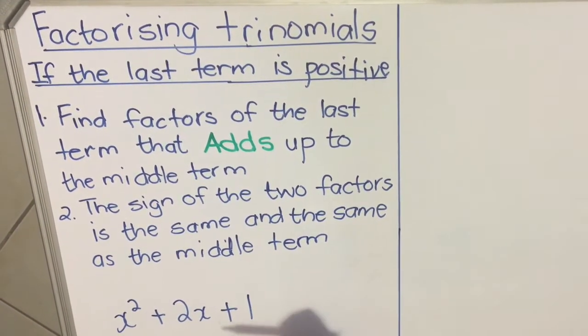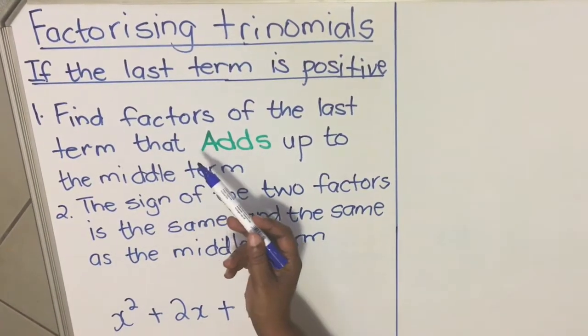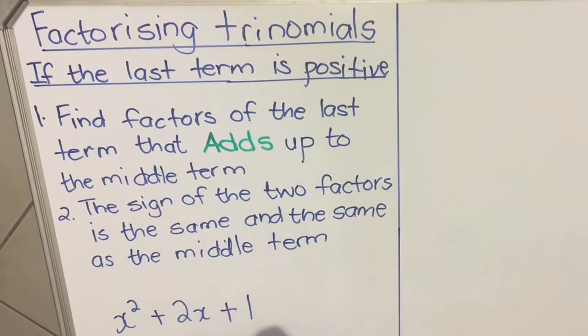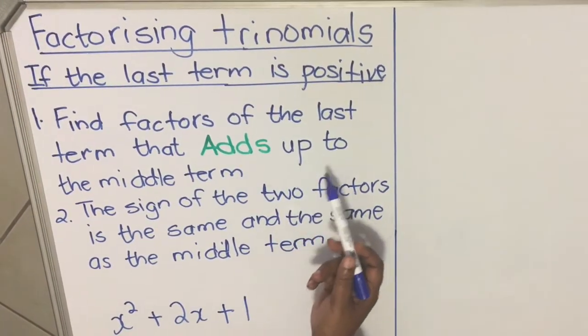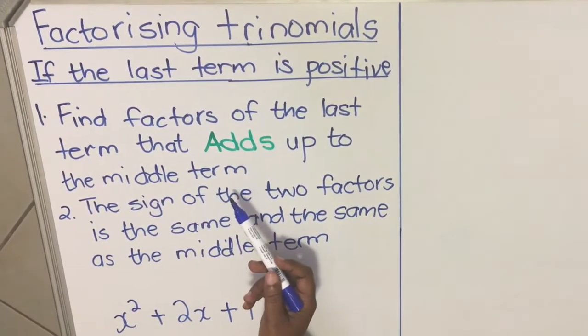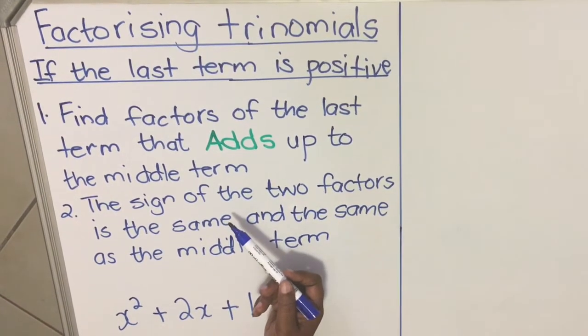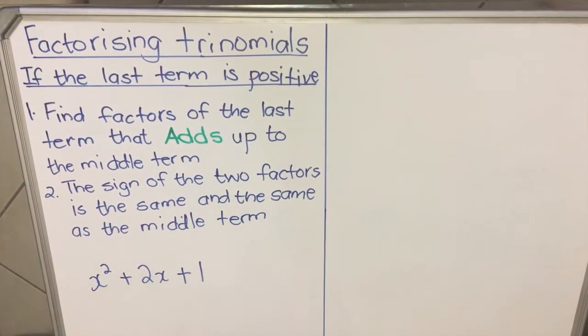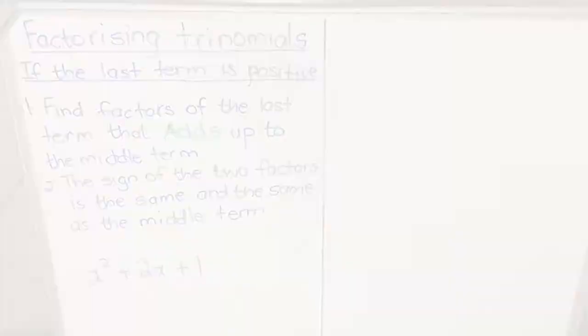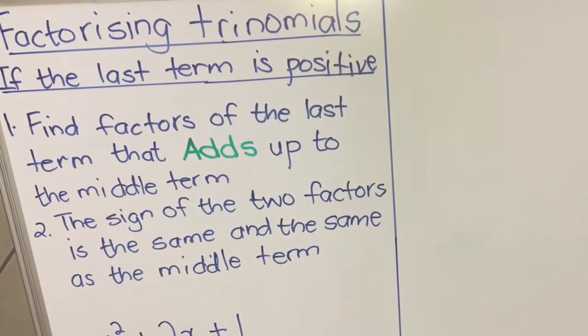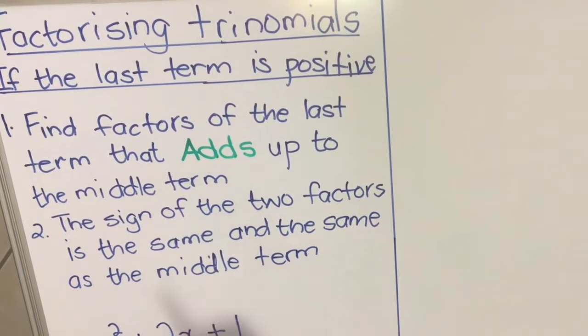So what do you do when you factorize trinomials? The first thing, you must find factors of the last term that add up to the middle term. After you've done that, you look at the signs. Okay, let's do the first part. Now, it says we must find the factors.